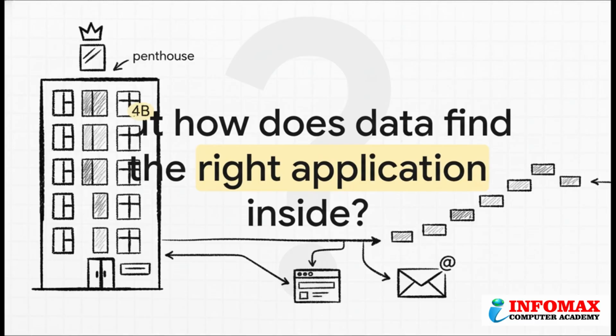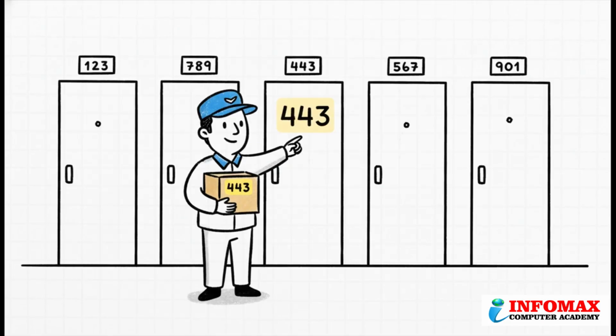But okay, once that package arrives at the right building, the job's not done. How does it find the right person, the right application inside? How does it know whether it's supposed to go to apartment 4B or all the way up to the penthouse? And this is where the network port makes its grand entrance. The port number is literally the apartment number written on that data package. It tells your computer exactly which door, which specific application it needs to deliver that package to.